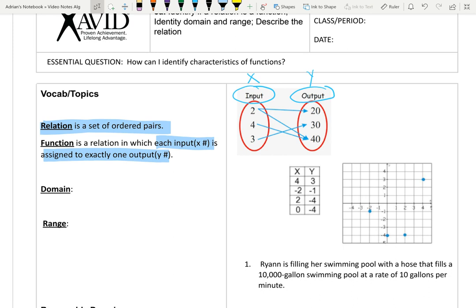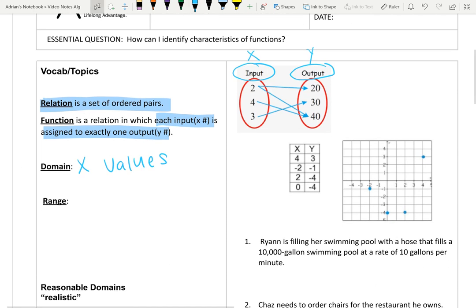So for domain and range, the domain is always going to be the input or the x values, and the range will always be the y values. So domain is our x values. And when we list the domain, we just list out those values in order from least to greatest, and then we put them in brackets. So I'll show you that.